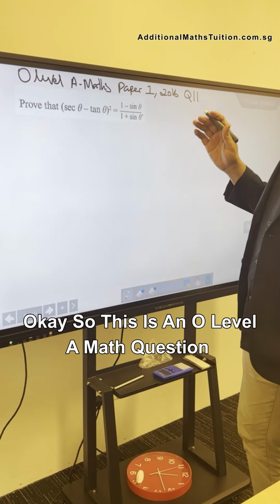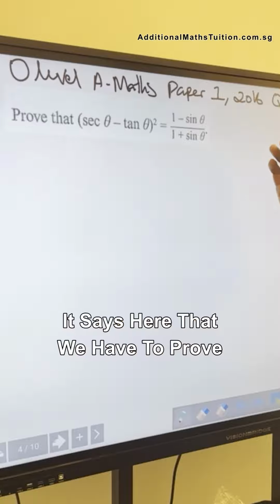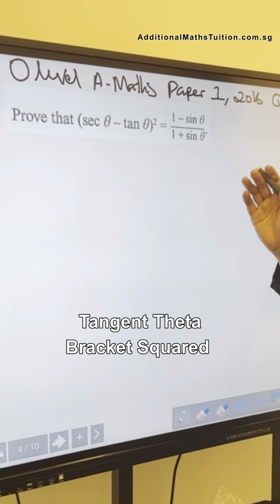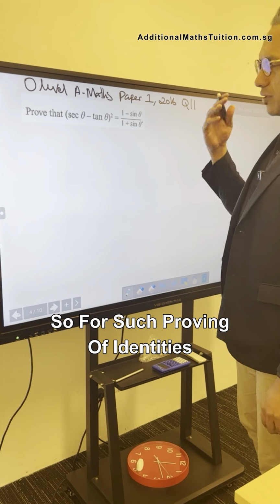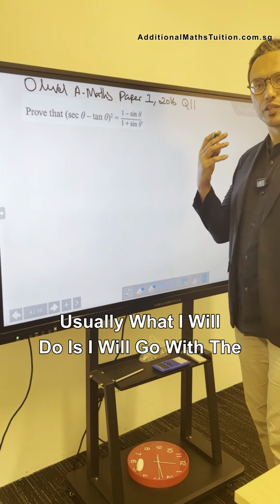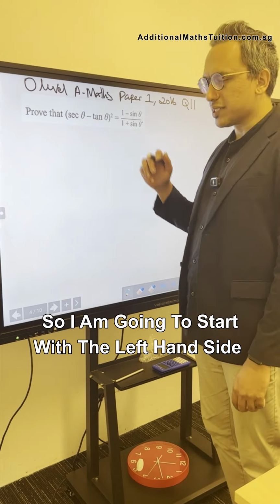Okay, so this is an O-level A-Maths question, paper 1, 2016, question 11. It says here that we have to prove that (secant theta minus tangent theta) squared equals (1 minus sine theta) over (1 plus sine theta). For such proving of identities, usually what I would do is go with the side where there's some expansion involved. So I'm going to start with the left hand side here.